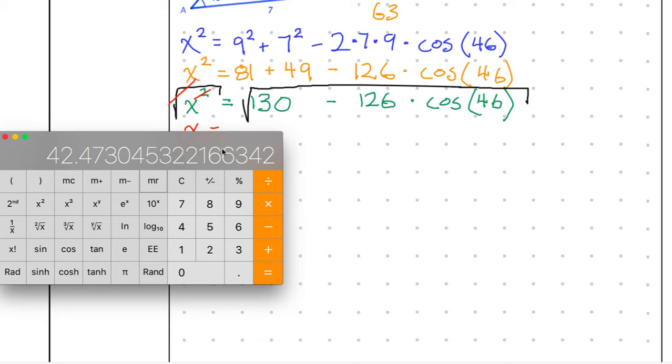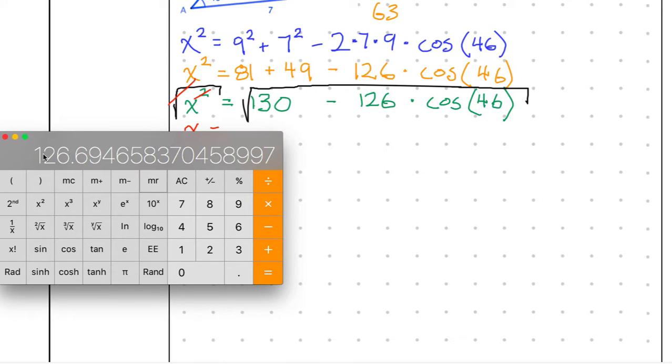I have just now computed 130 minus this number. I will show you again. So first I did 46, and I took cosine of that, and I multiplied by 126. I need to store this in the memory. I do that by hitting M plus. Now if I clear out, I can hit MR. Oh, now I've added it to the memory. Okay, hold on. I have to clear my memory. MC. I have to clear my memory. 46. I do cosine of that times 126.